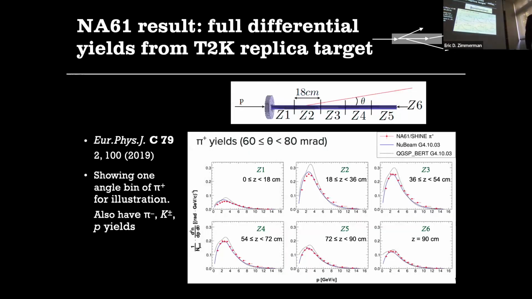So these are the full differential yields from the T2K replica target. The longitudinal position along the target is binned into 6 bins. 5 of them are bins along the side of the target, and the final one, 6, is particles that escape out the downstream end of the target. So this is Z1, 2, 3, 4, 5, and 6 here for a particular angle bin, pion yields from 60 to 80 milliradians. So this just gives you a sense. And we have, of course, a full spectrum of angular bins as well, and other particle yields.